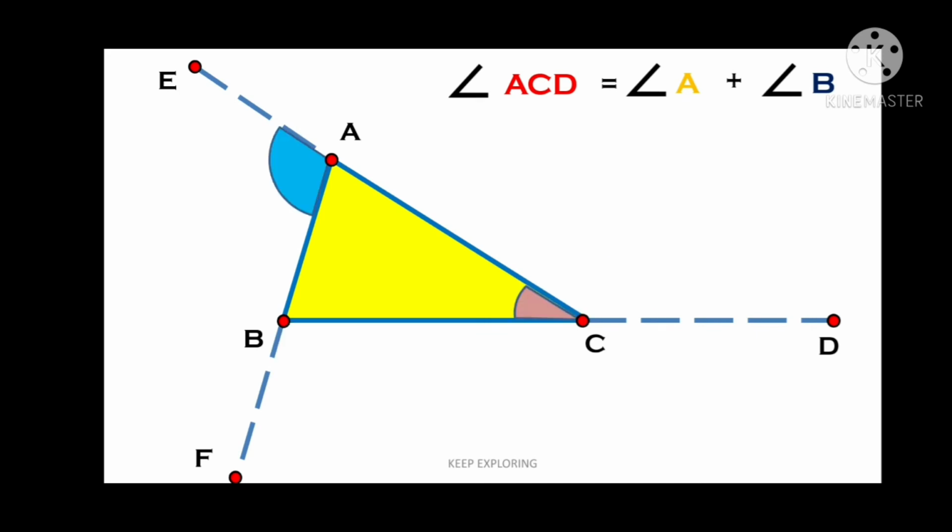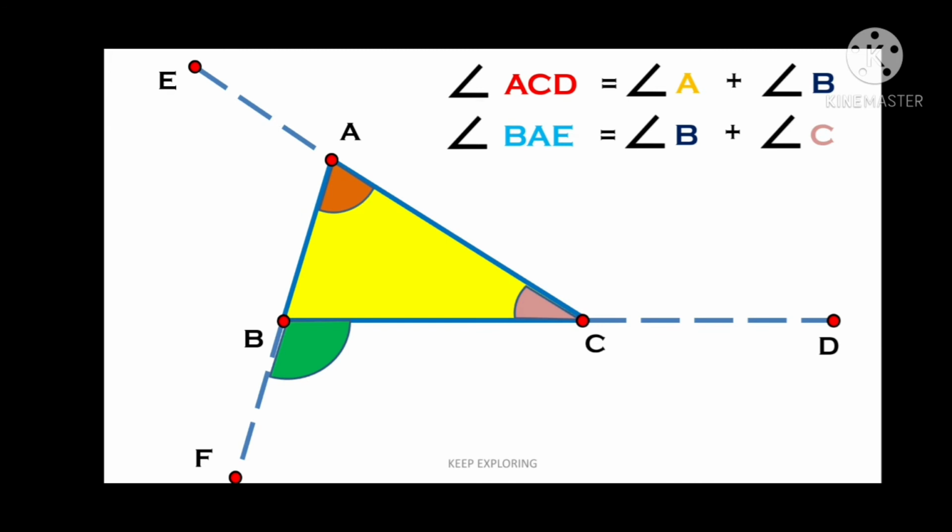Similarly, if we consider angle BAE as the exterior angle, BAE will be equal to angle B plus angle C. And the third exterior angle, that is angle CBF, as you can see here, angle CBF will be equal to angle A plus angle C. So here we can see ACD is A plus B, BAE exterior is B plus C, and CBF exterior angle, that is the green one, is equal to angle C plus angle A. So the exterior angle is equal to the sum of interior opposite angles.